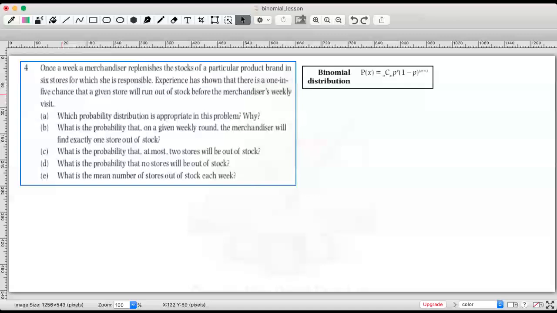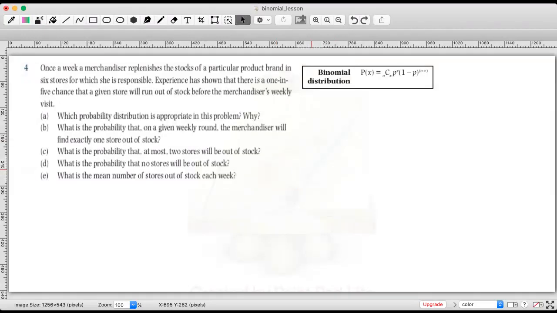This is actually taken from your textbook. It's not important what page it is because I'm going to work through this entire problem with you in the session. So what this problem says is, once a week, a merchandiser replenishes the stocks of a particular product brand in 6 stores.